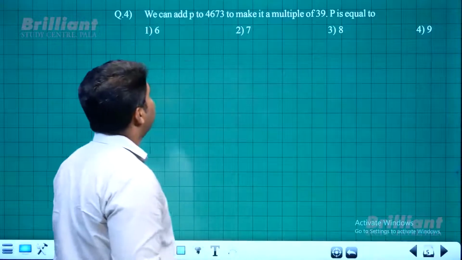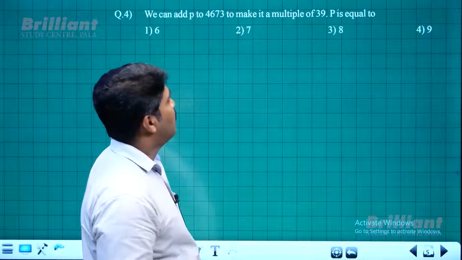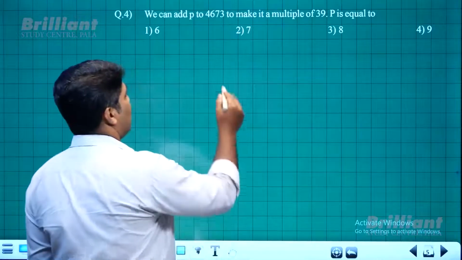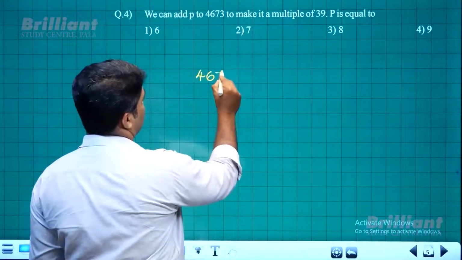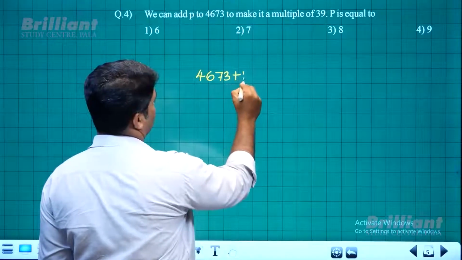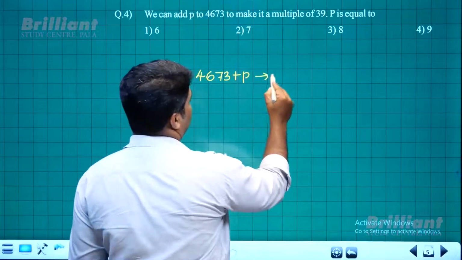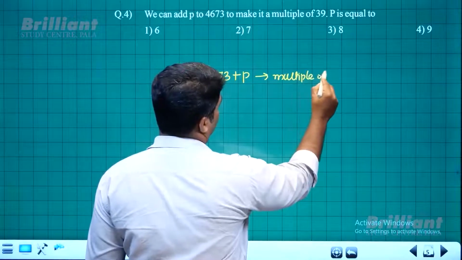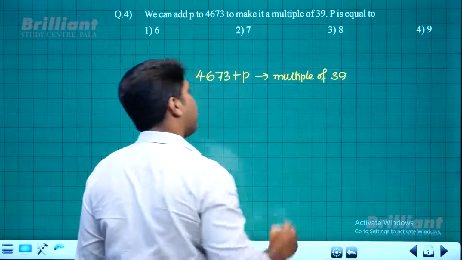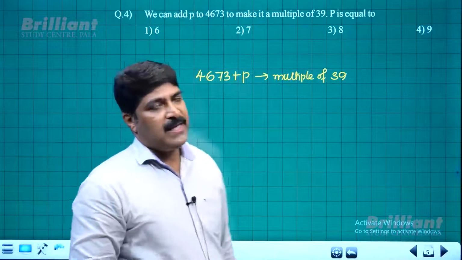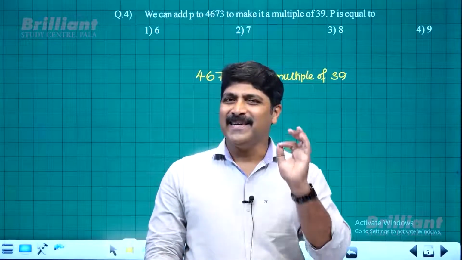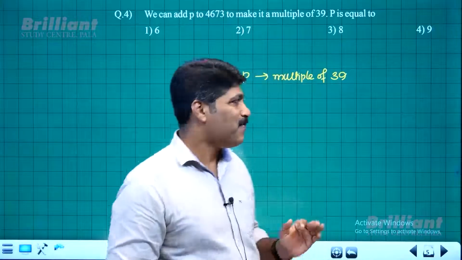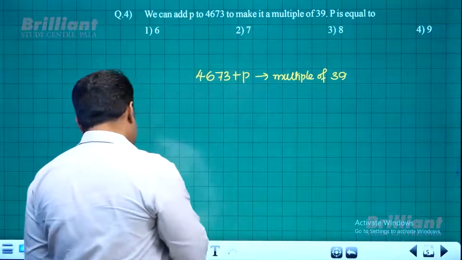Consider the next question. We can add P to 4673 to make it a multiple of 39. P is equal to? So here 4673 plus P is a multiple of 39. First of all, we are checking whether there is any easy, tricky, smart way for finding the answer to such a question. I will teach you what is a tricky concept here.